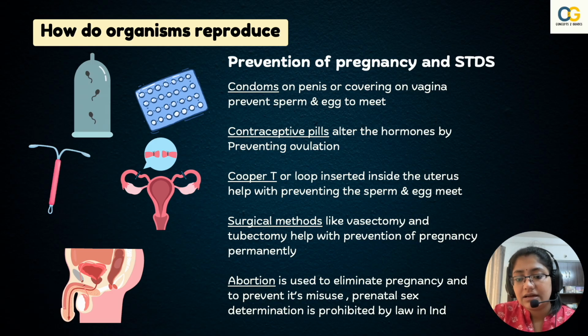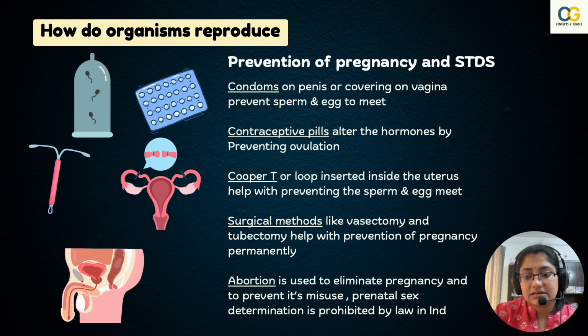So once the female is pregnant, it can be dissolved using surgery or pills, etc. But previously in the country, in India, it was being misused, aborting all the female children that were present because of the gender disparity in the country. And to prevent this misuse, prenatal sex determination is prohibited by law in India. So you cannot know the gender of your child before the child is born.